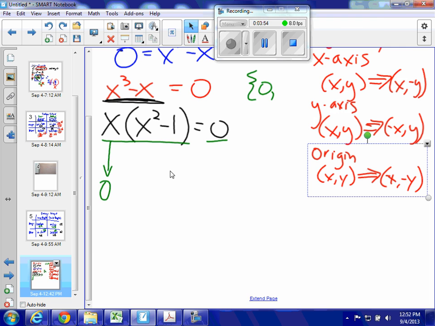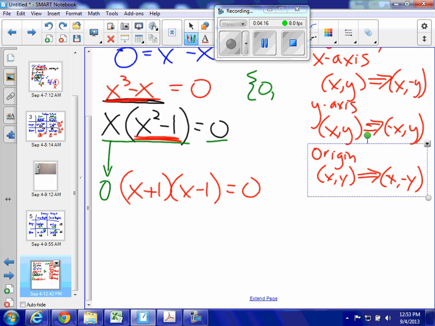But I also have this portion of my expression here, which I have factored, and I can do something with that. Well, I can see right there that that is the difference of two perfect squares. I know the difference of two perfect squares is going to wind up to be, in this case, (x plus 1)(x minus 1) equals 0. So in order for this piece to be equal to 0, x can be minus 1. And in order for this piece to be equal to 0, x can be positive 1.